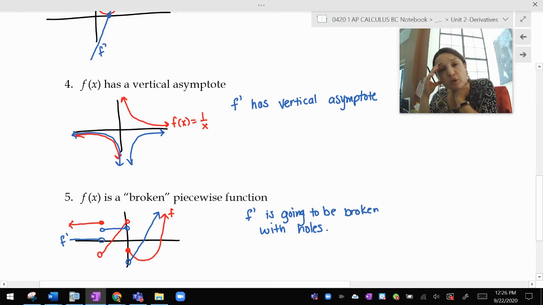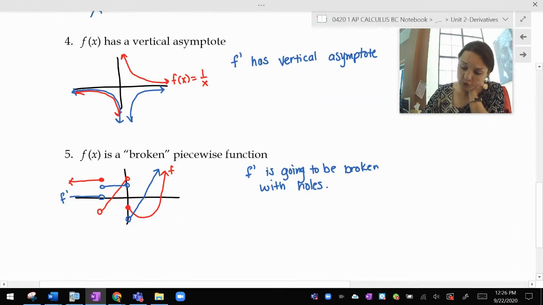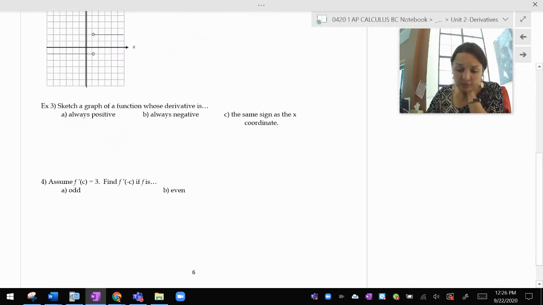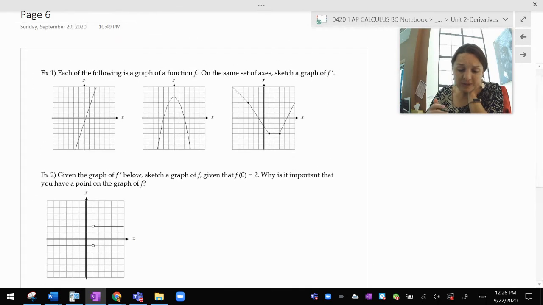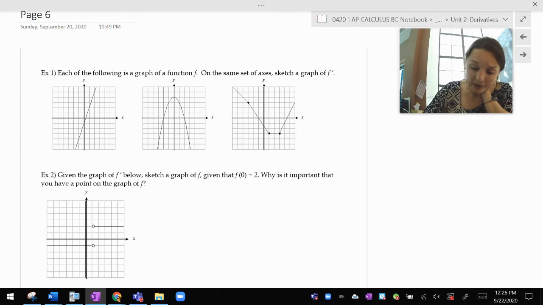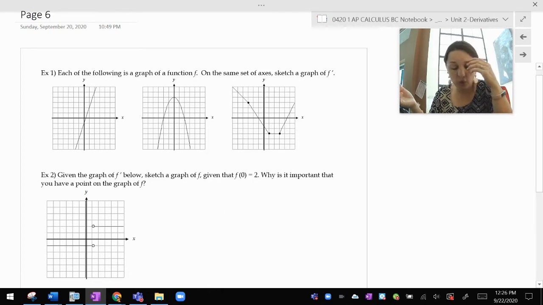Now, I drew those pretty quickly without really explaining much what's going on. So now let's explain what's going on. It says each of the following is a graph of f on the same set of axes. Draw the graph of f prime. So I can do that. If f is this line right here, f prime is the slope of that line.